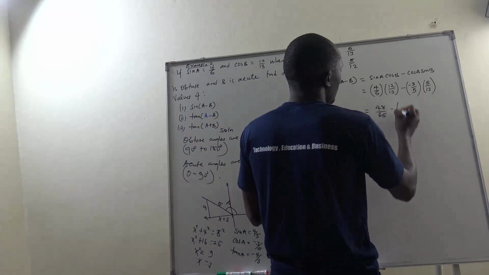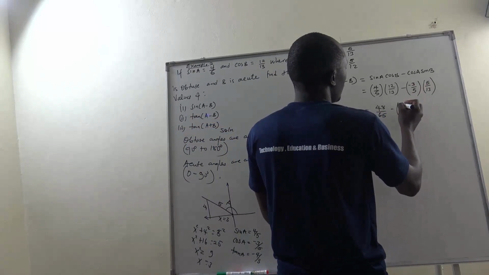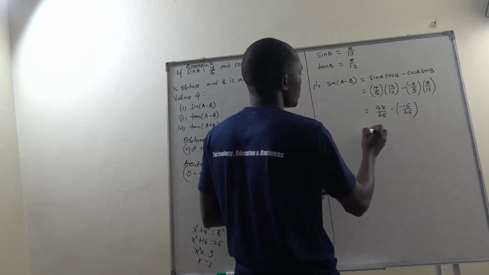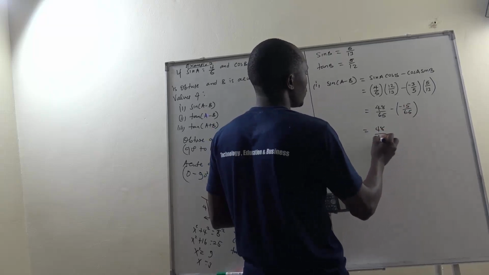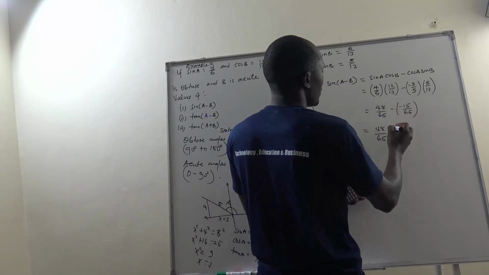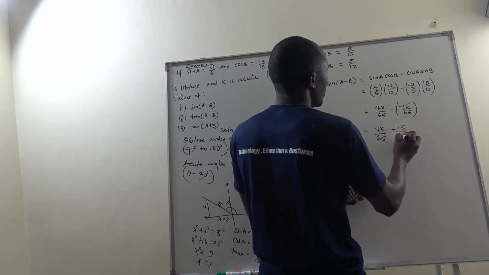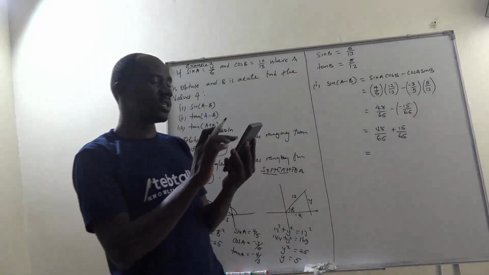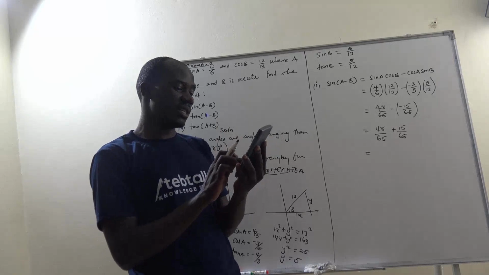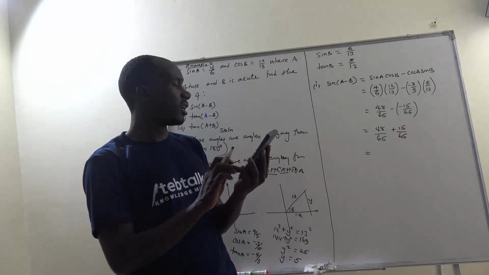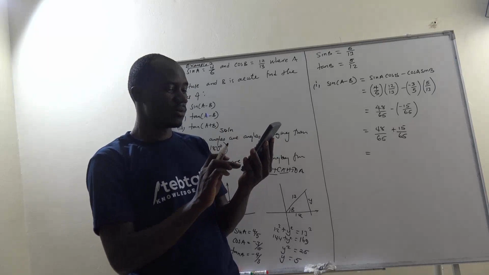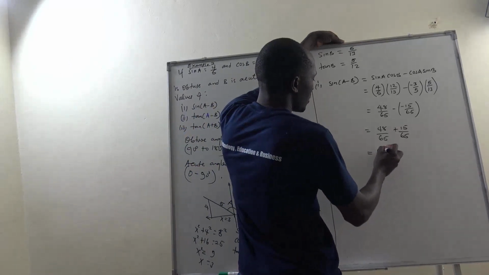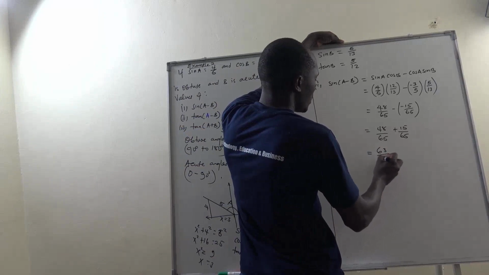Then, minus into negative 3 times 5, you are getting negative 15 out of 65. So this becomes 48 out of 65. And negative minus minus becomes plus 15 out of 65. So when we add, since the numbers have the same base, we just add their numerators because the denominators are the same. We say 48 plus 15, we are coming out with 63 out of 65. So it becomes 63 out of 65.